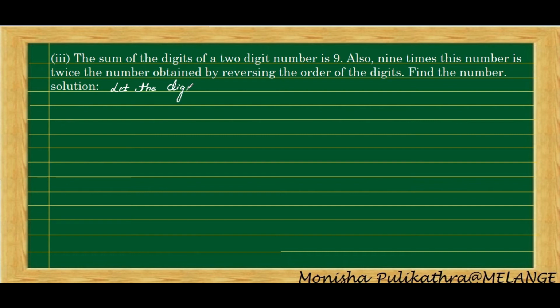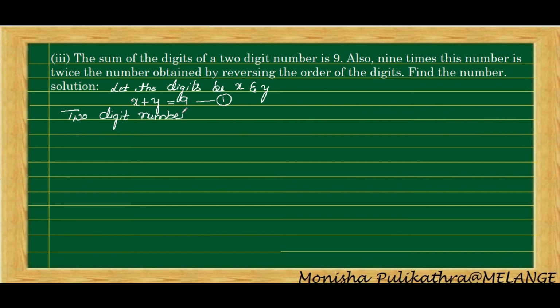Okay, so let the digits be x and y. The sum of the digits of this 2-digit number is 9. So x plus y is 9. So let this be equation number 1. Next, read the question carefully. That is also 9 times this number. This number means it is a 2-digit number. So a 2-digit number has 2 places.